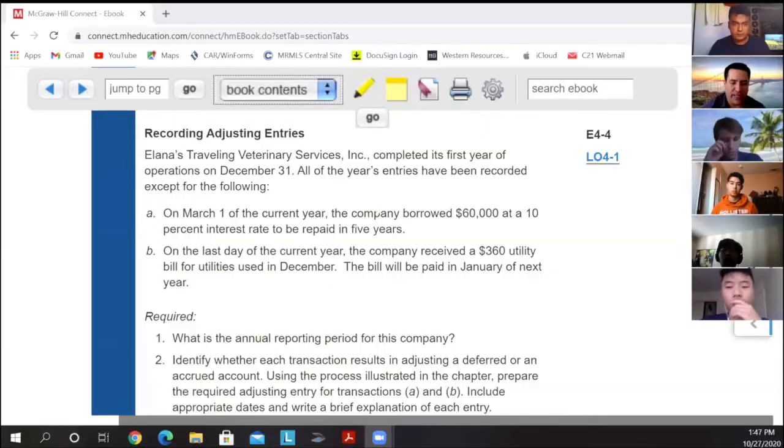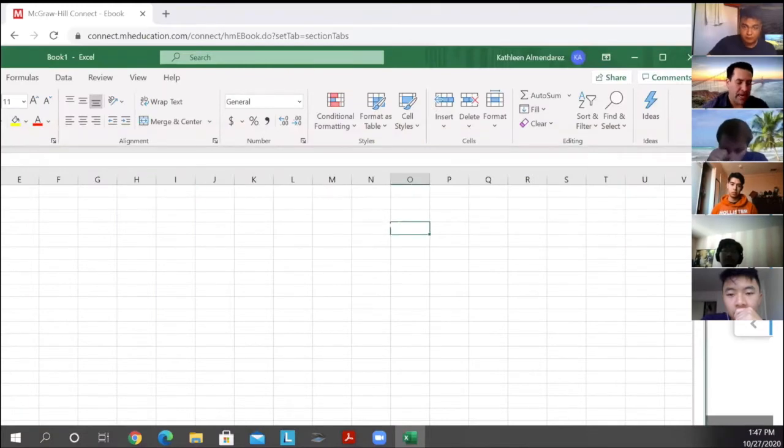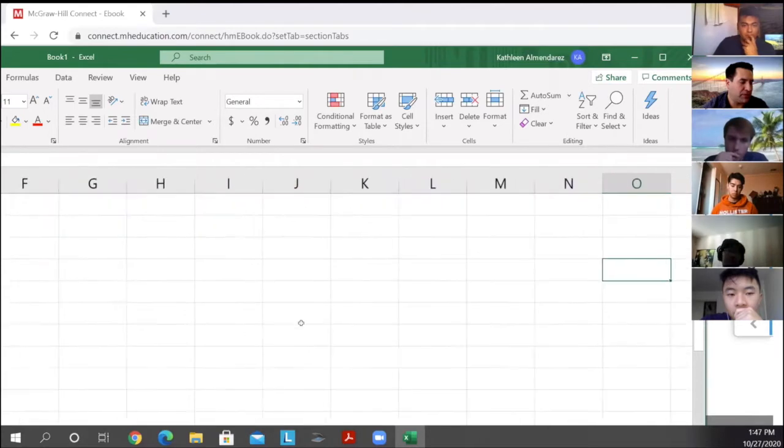If we were to calculate the interest, what would the interest be? It would be 60,000 times 10% divided by 10 out of 12. Exactly. So if we were to do that, and let me make this a little larger, I'm just going to use Excel.